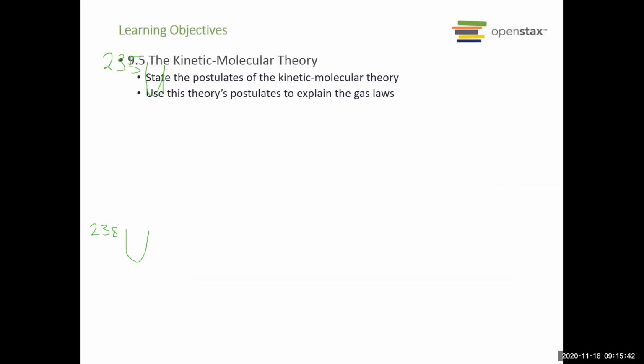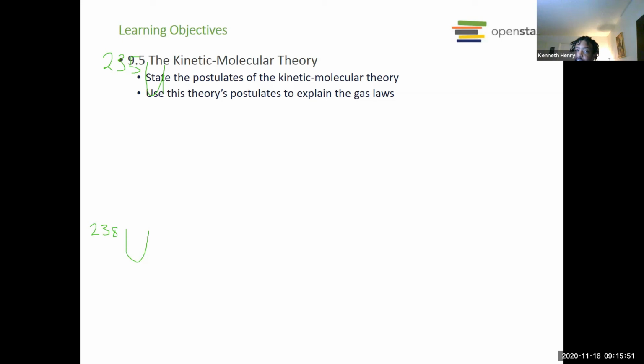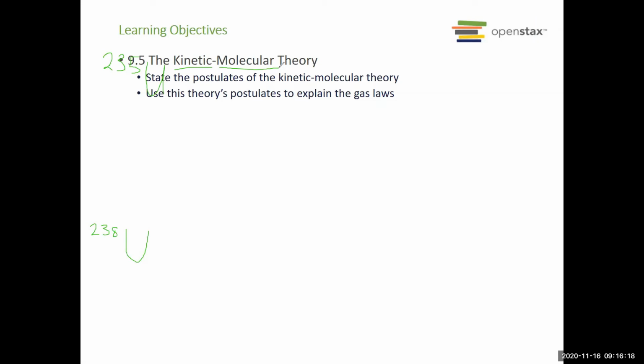Okay, so we've talked about the kinetic molecular theory, and that kind of makes sense so far? What is kinetic molecular theory? What does kinetic mean? The movement of molecules. So it's a theory about the movement of molecules. What is it going to be dependent on? Temperature. As temperature increases, molecules are going to move faster.